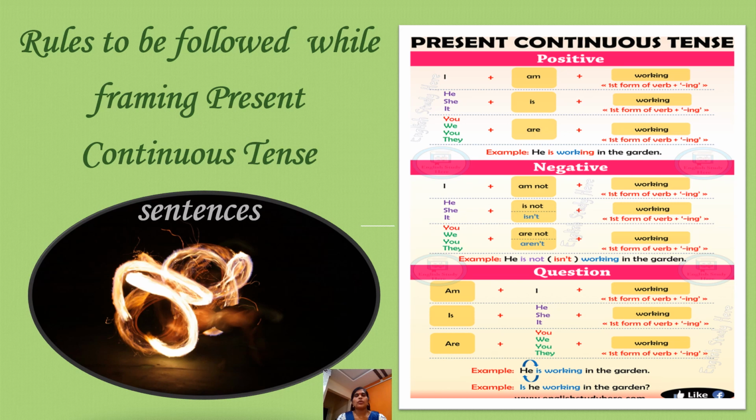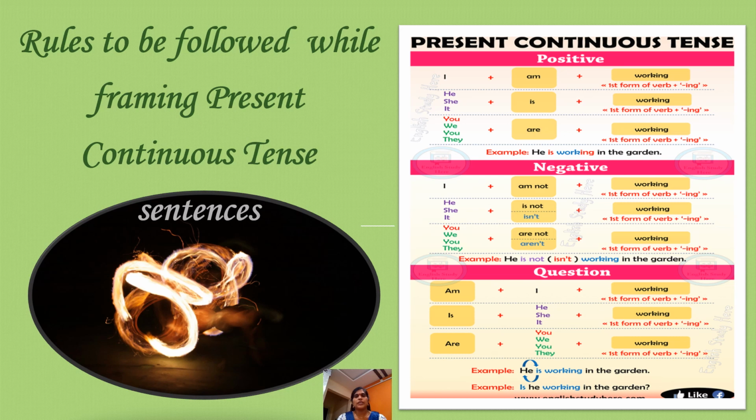Children, if you observe here, I always goes with the helping verb am. He, she, it, as they are singular, go with the helping verb is. We, you, they are plural, so they go with the helping verb are.